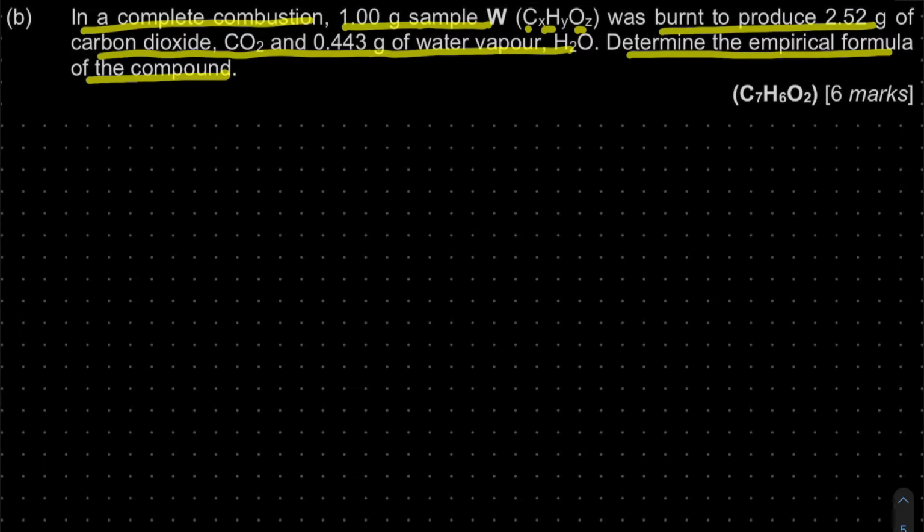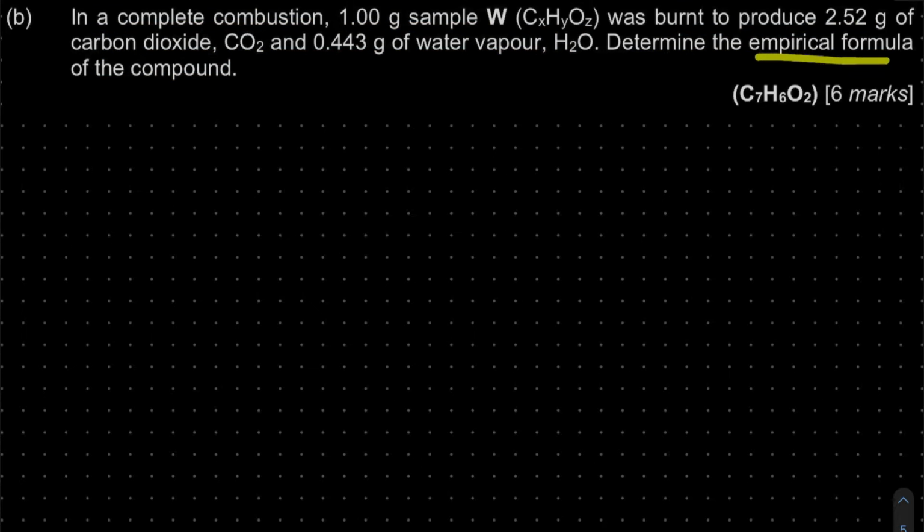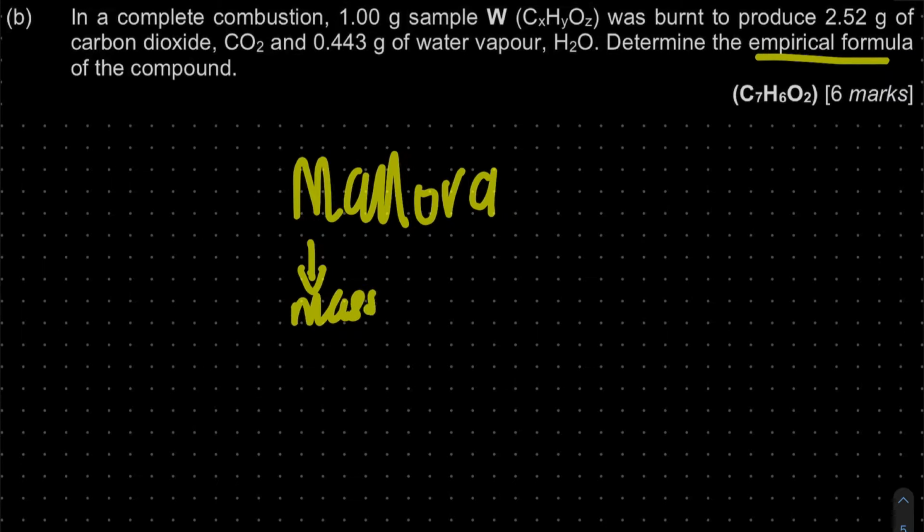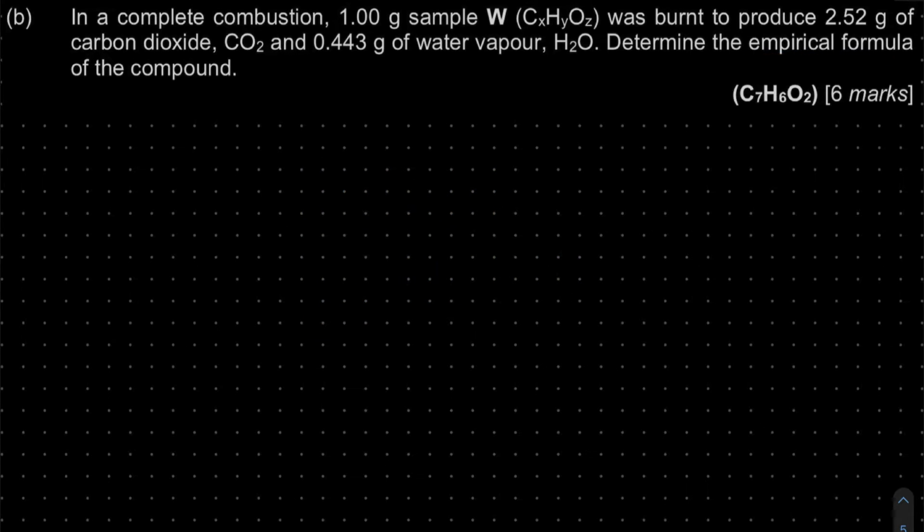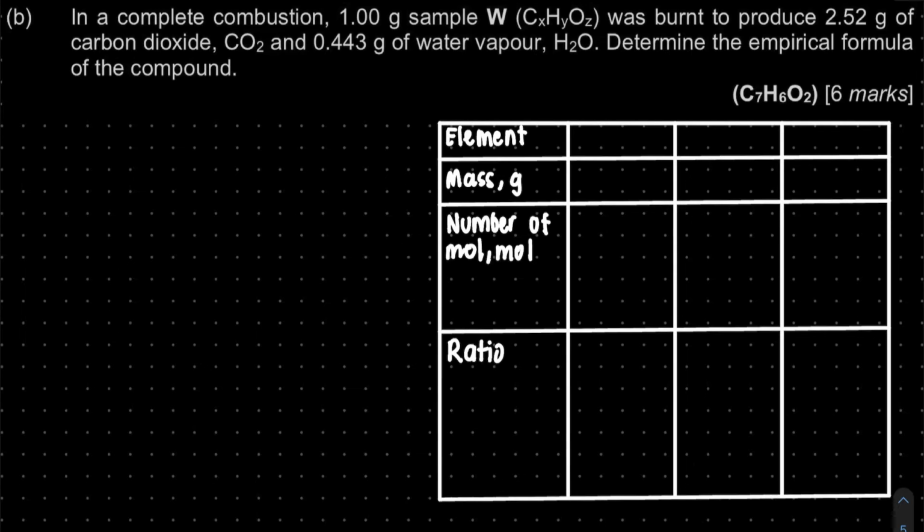Okay, so when we determine the empirical formula, we're going to draw the Marmora table. Ma stands for mass, Mo stands for mole, Ra stands for ratio. When we're drawing the Marmora table, as we can see here, the question has given us a hint. The elements are C, H, and O. So our x, y, z are our unknowns. This is the one that we're going to find out through the Marmora table. So this is our Marmora table.